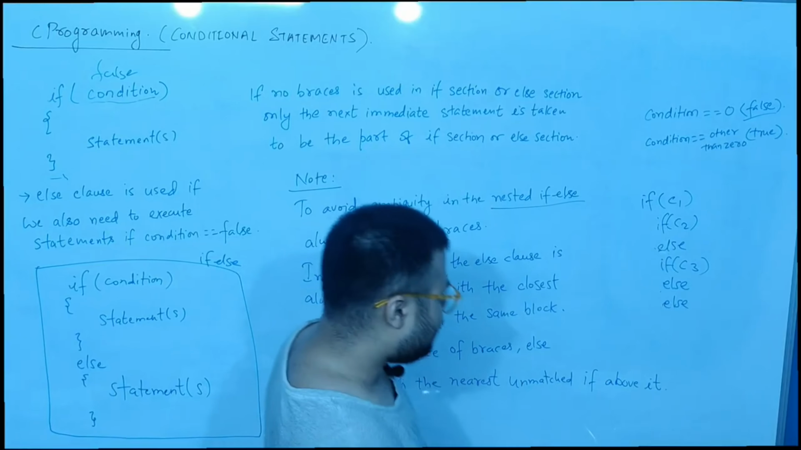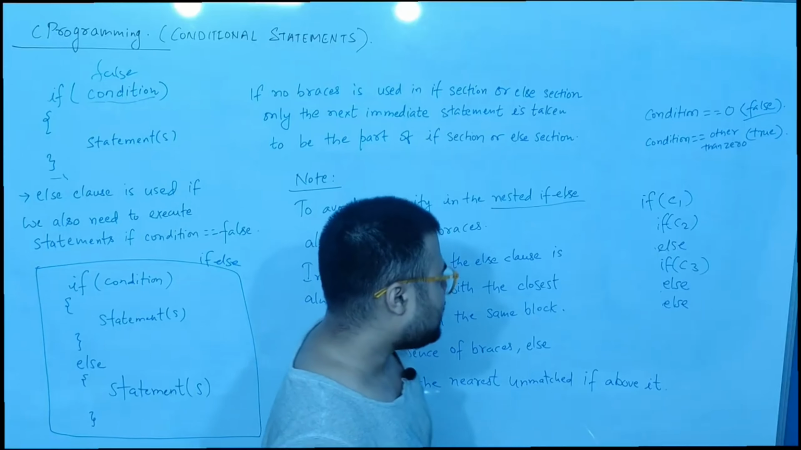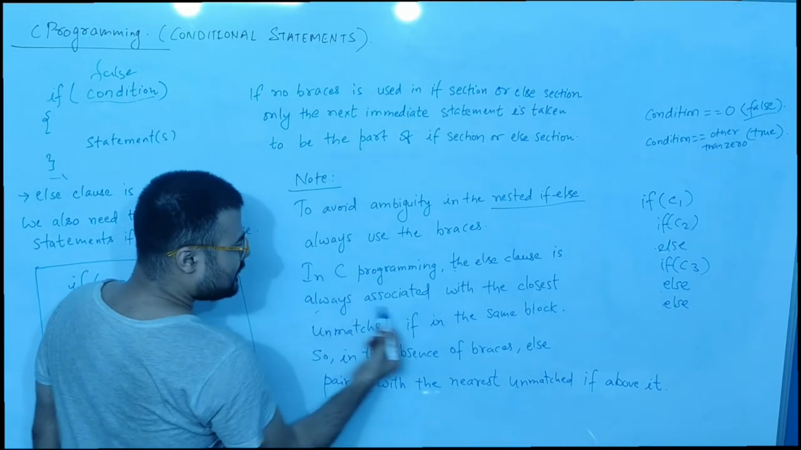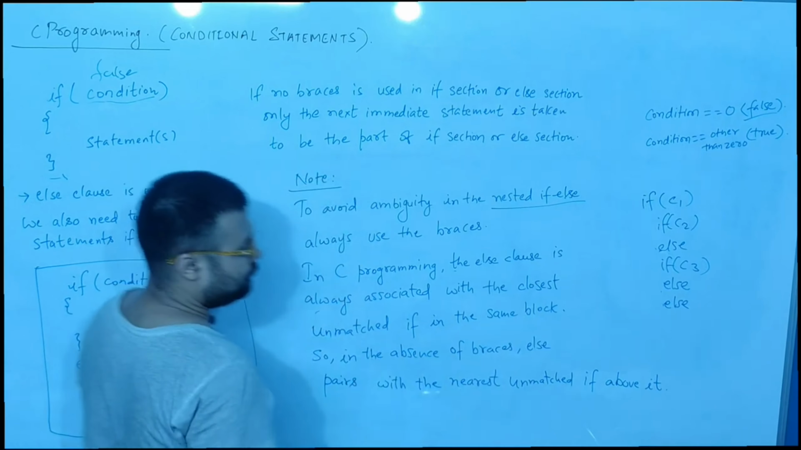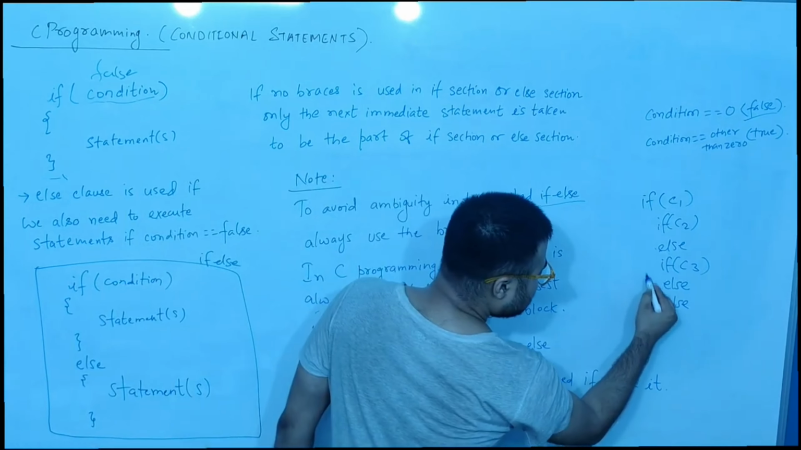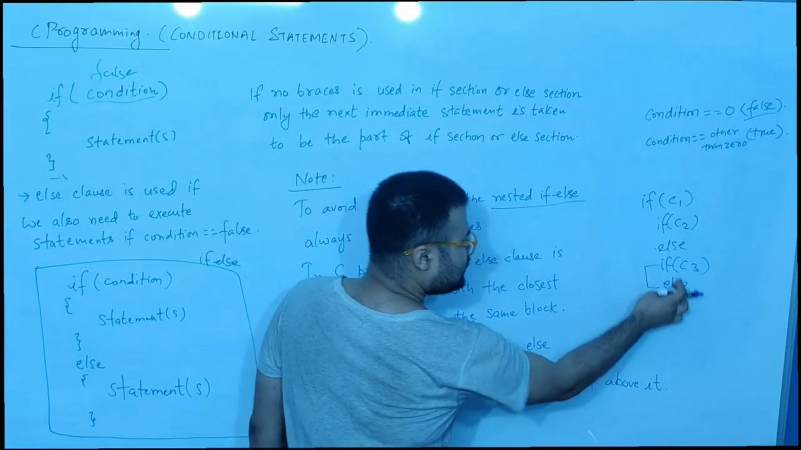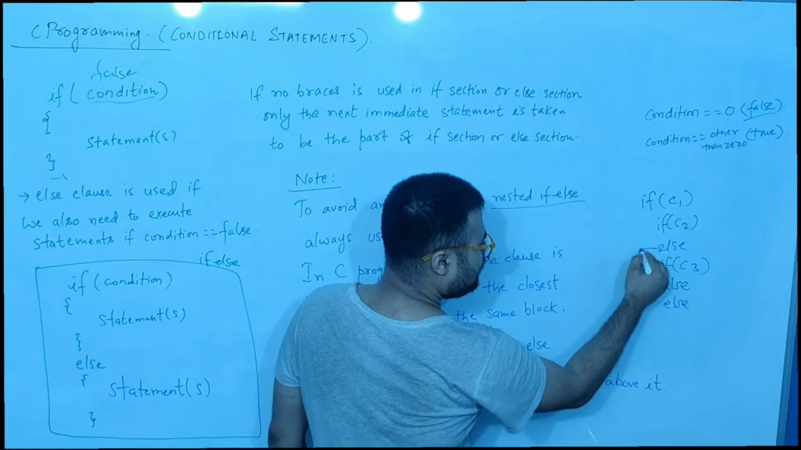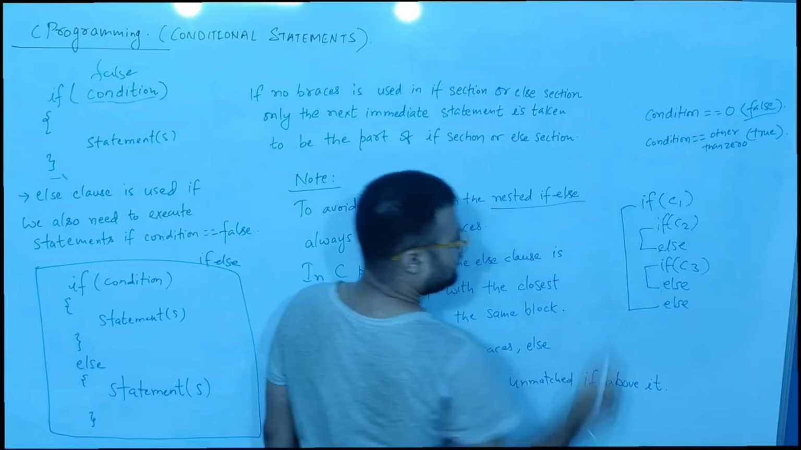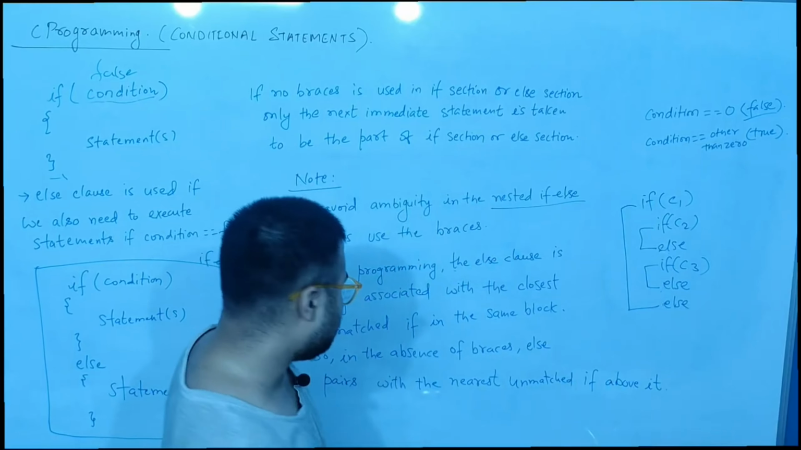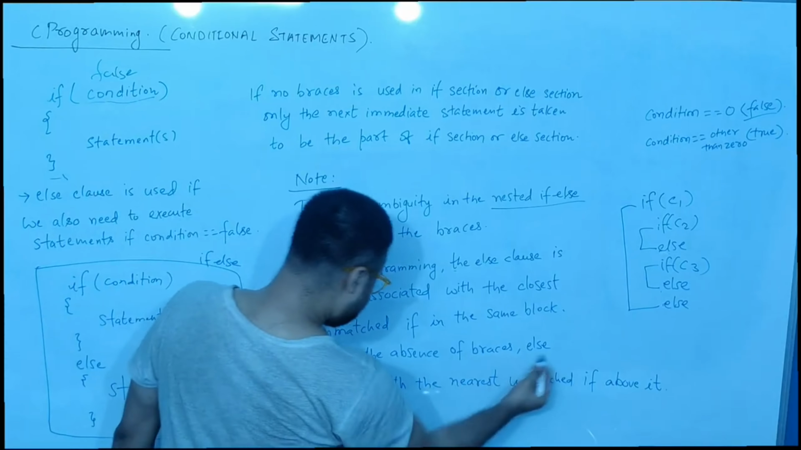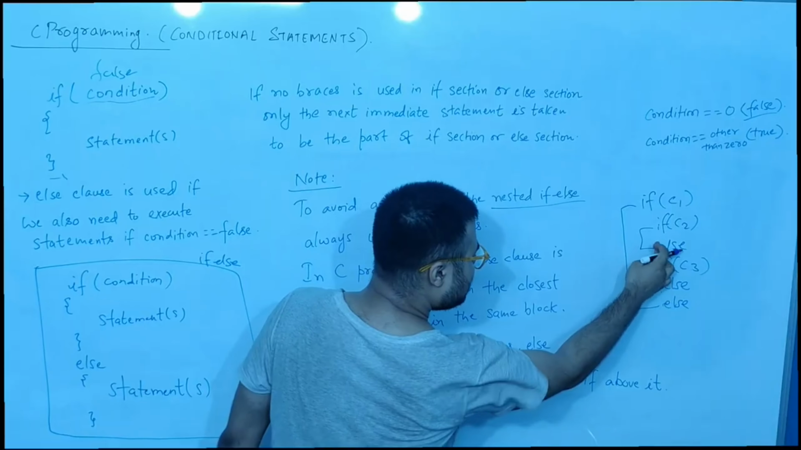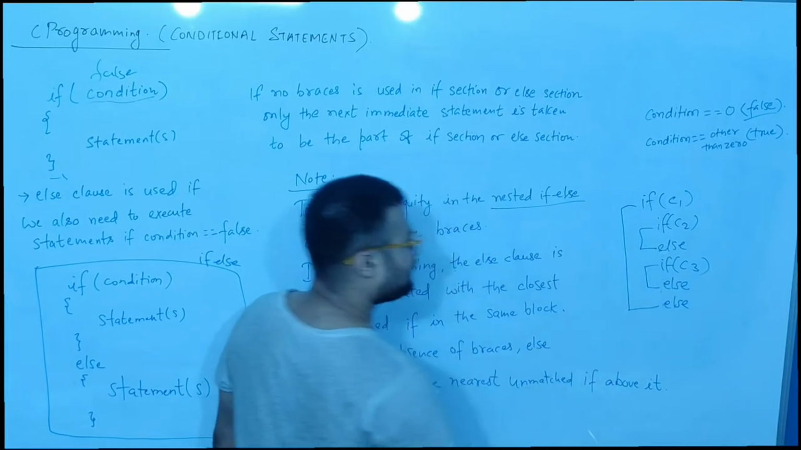Let me say something. In C programming, the else clause is always associated with the closest unmatched if. So this is your if else. Closest to this else is this if. This is your if else and this is your if else. So in the absence of braces, else pairs with the nearest unmatched if.